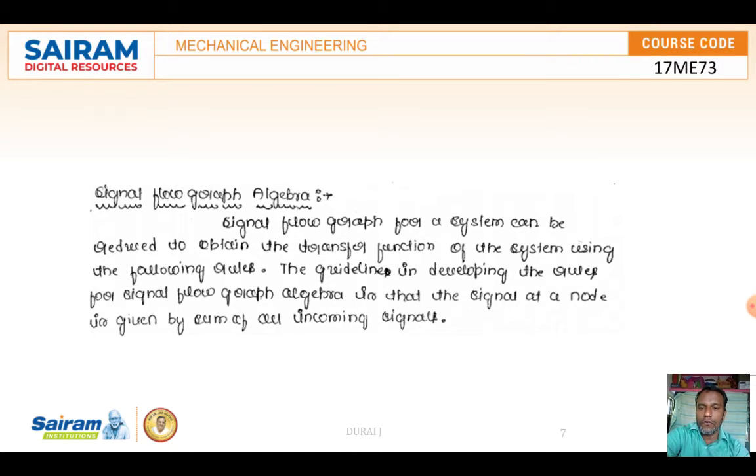Signal flow algebra. The signal flow graph for a system can be reduced to obtain the transfer function of the system using the following rules.